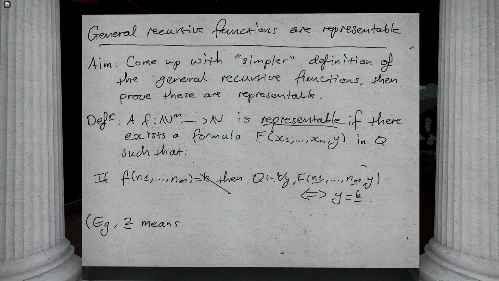Billy hates it when I say this thing in names, but he's not here today. So 2 means the successor of the successor of 0.